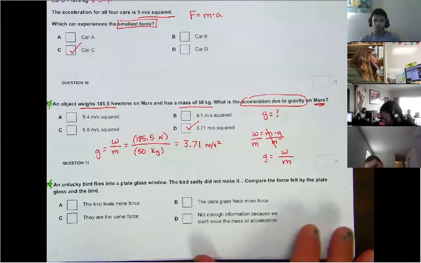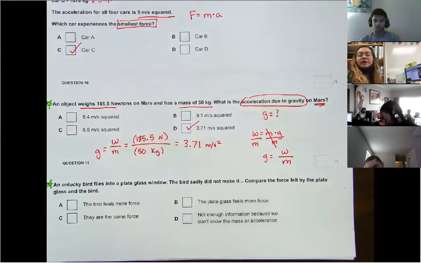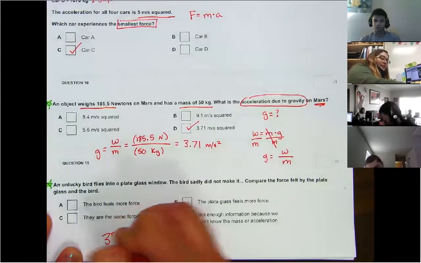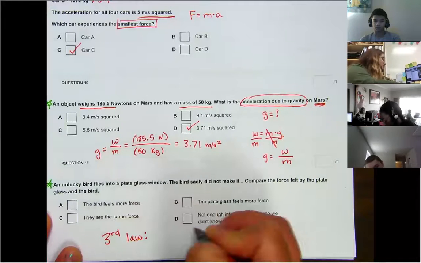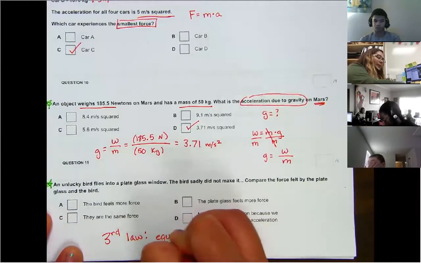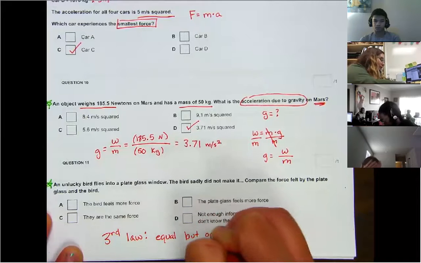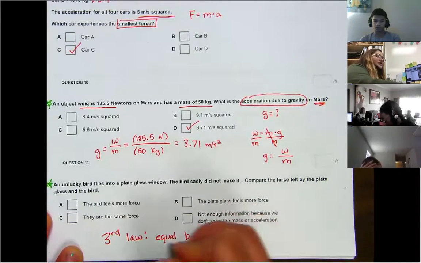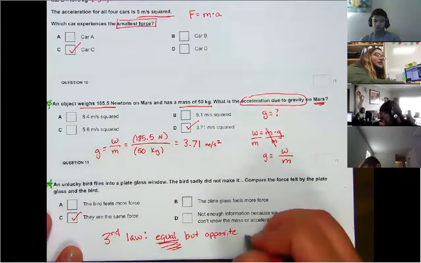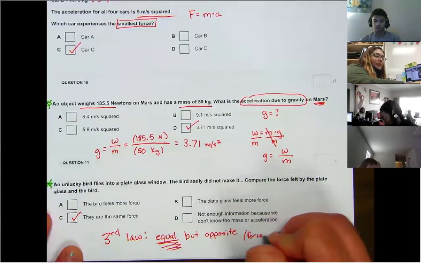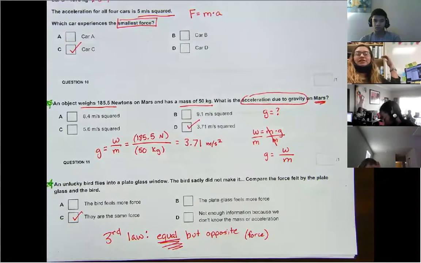An unlucky bird flies into a plate glass window. The bird sadly did not make it. Compare the force felt by the plate glass and the bird. So again, this is the third law. For every action, there's an equal but opposite reaction. So they're the same force, but they're not the same acceleration. They're not the same impact. It's going to be the same force, but because of the mass of the window and the mass of the bird, the bird's going to feel it more.